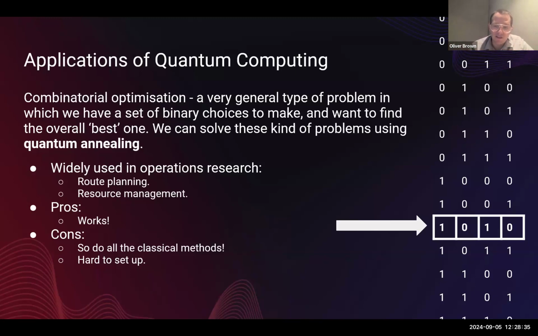And with that, I will pass you on to Ross, who's going to give us a much more detailed talk on the area of quantum machine learning. Ross, take it away.